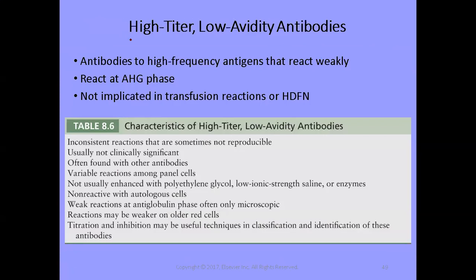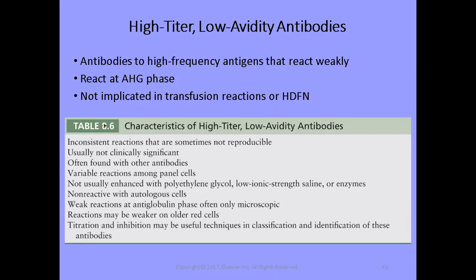So the next topic we're going to discuss are high titer, low avidity antibodies. These are antibodies to high frequency antigens, just like we saw in our previous example, except these antibodies react very weakly. And most often they're only going to react at AHG phase. They're usually not implicated in transfusion reactions or HDFN. And they can really be a nuisance when we're doing our panel testing.